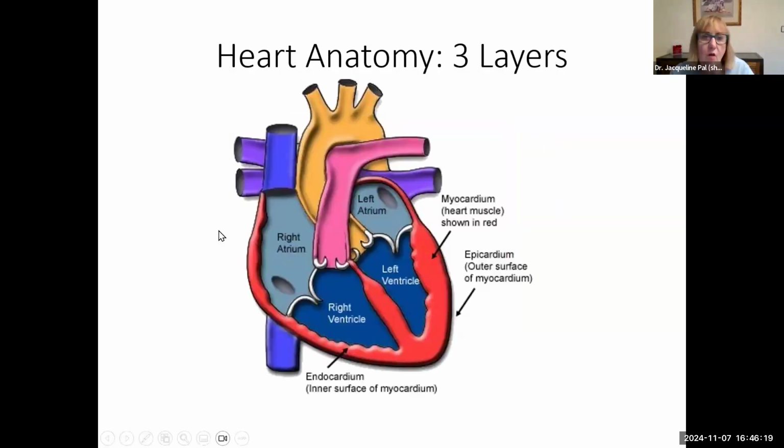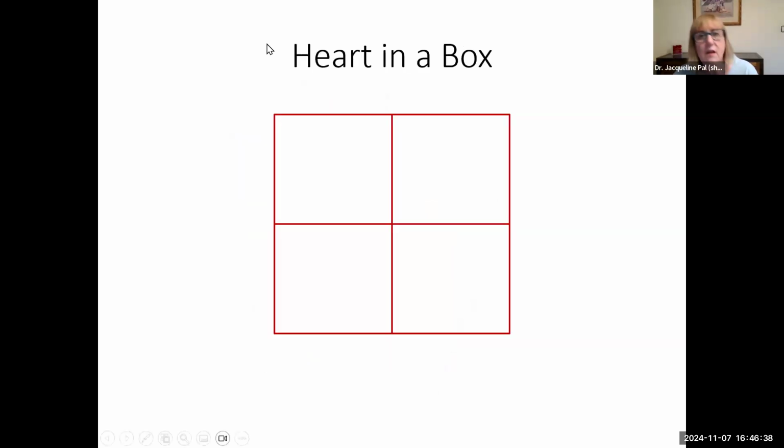To look at the heart, you can see the heart does not sit square like this box here, but it's actually angled and sort of rotated so that we're not seeing all of the left side of the heart when we're looking at the front of the heart. We're seeing more of the right side. But to understand the anatomy, I'm just going to show it to you as a heart in the box. So the heart has four chambers.